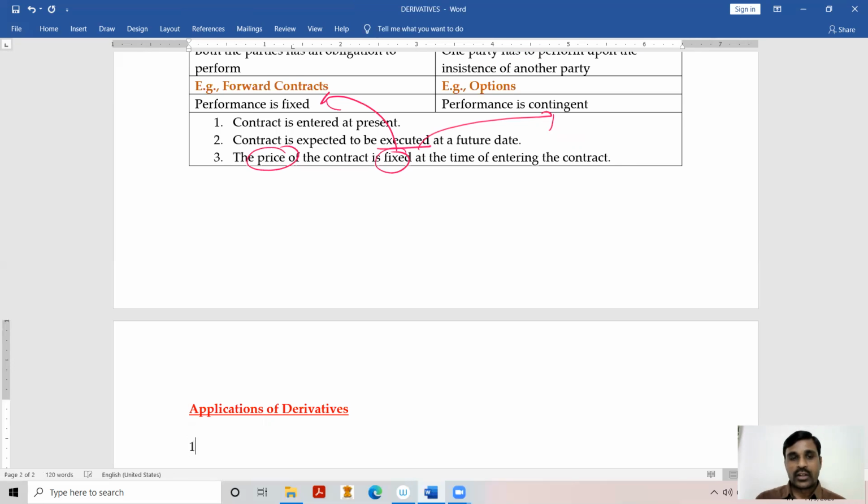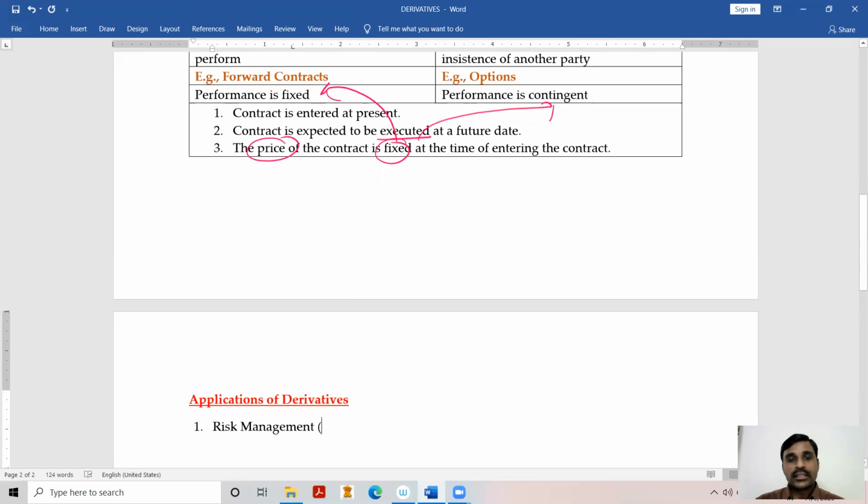So, the first application of derivatives, be careful, there is a common misconception here. The first purpose of derivatives is risk management. People are misreading the topic. Risk management refers to variation of risk, not necessarily reduction of risk.